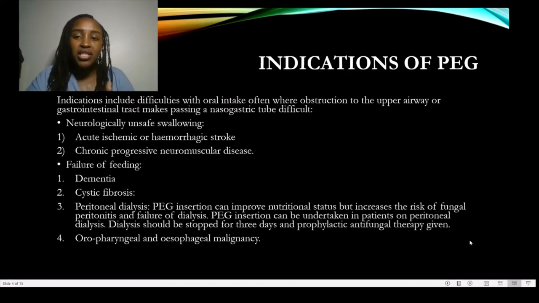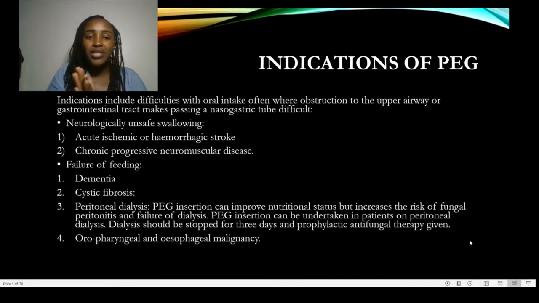So what are the indications of having a PEG tube inserted? These include difficulties with oral intake, especially where obstruction is in the upper airway or upper gastrointestinal tract, which makes it impossible to pass a nasogastric tube, because a nasogastric tube will be passed through your nose all the way down to your tummy or to your stomach for you to be able to get your feed through the nose or through that nasogastric tube.